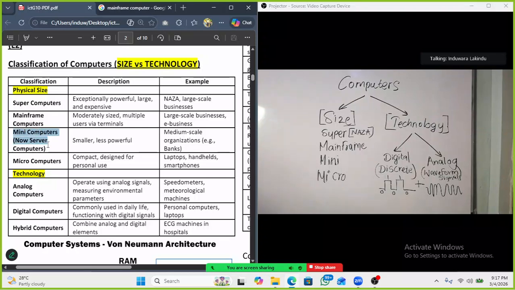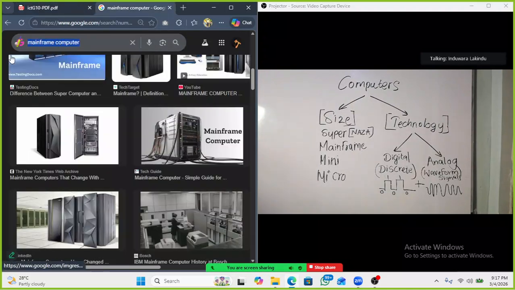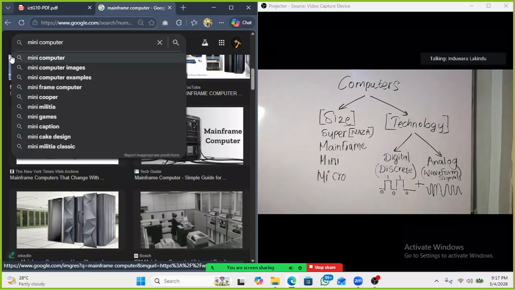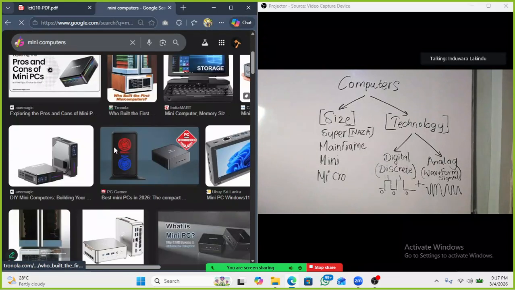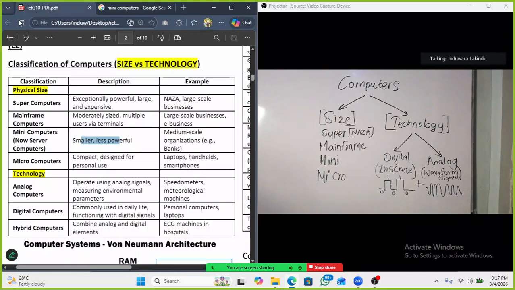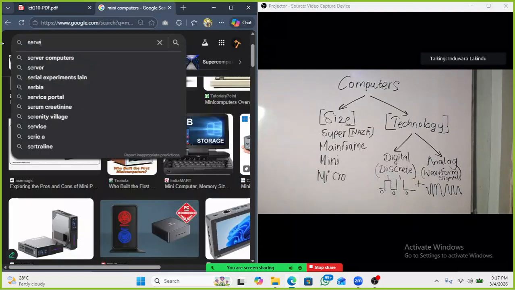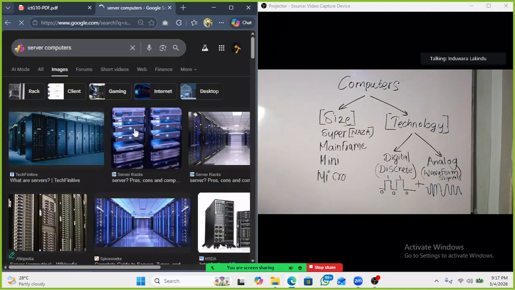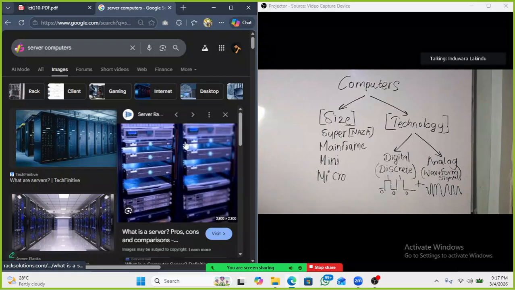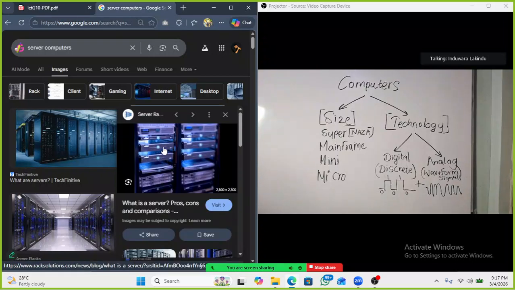Mini computers are now servers, smaller and less powerful, but still powerful. Let's see mini computers. Like these are not mini computers. Actually, in your syllabus they are called mini computers, but actually they are server computers. Let's see server computers. Like these. You see, a tray-like structure. This is the actual image. You have a tray-like structure. Each of these is a CPU. You can see here.